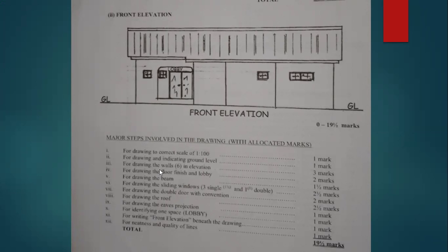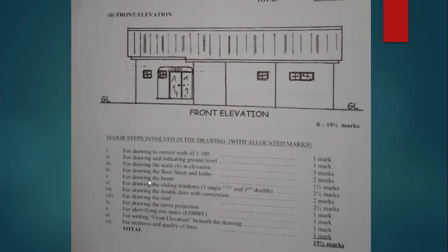Then for drawing the walls, 6 in elevation, 3 marks. So the walls, we have 1, 2, 3, 4, 5. Then we have the 6th one here. Okay, so for drawing that, I will have 3 marks for that. Then for drawing the floor finish and lobby, we have 2 marks for that. So they draw the floor finish here and the lobby, and they awarded 2 marks to that.